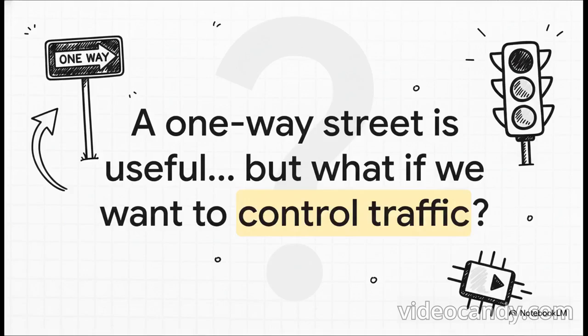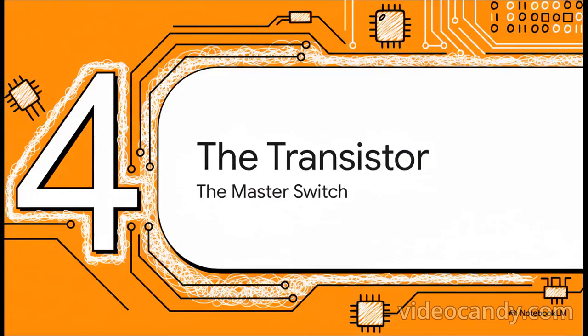A one-way street is super useful, for sure. But think about it. To build a computer, something that actually has to think and make decisions, a one-way street isn't going to cut it. We need more control. We don't just need a one-way street, we need a traffic light. We need a switch we can flip on and off.